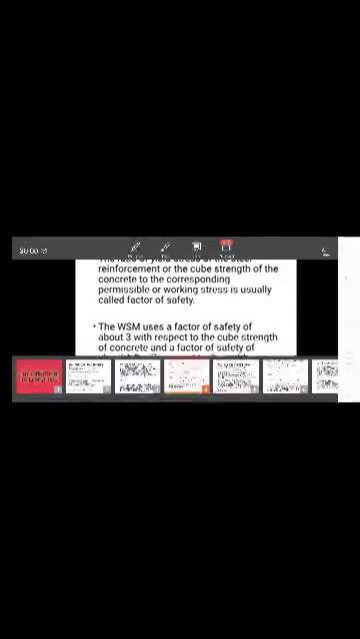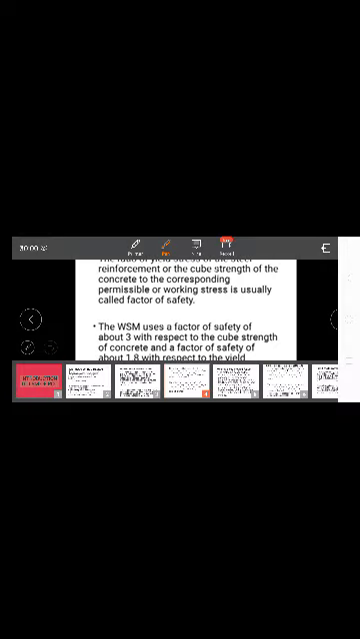So what it means is that the actual stress divided by the permissible stress equals the factor of safety. What they mean to say is that by dividing by this factor of safety, you will be getting the permissible stresses. So considering these permissible stresses, you can design it.